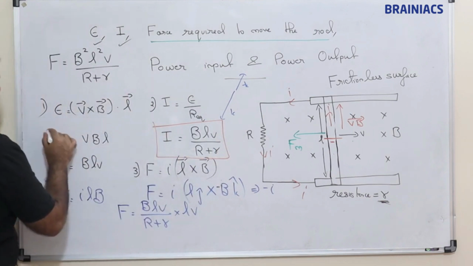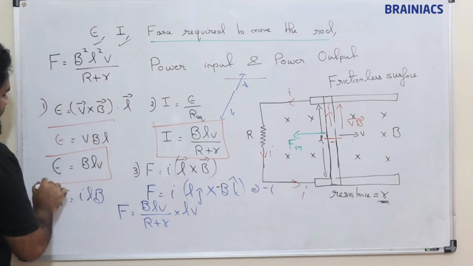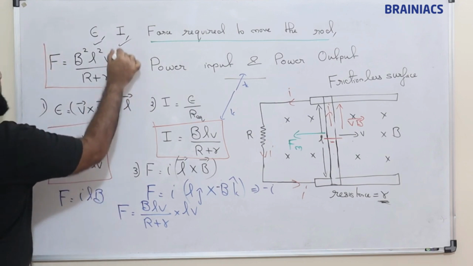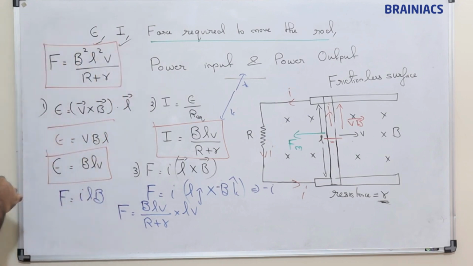Just like E is equal to BLV, force is equal to B square L square V divided by R plus R. Note it down.